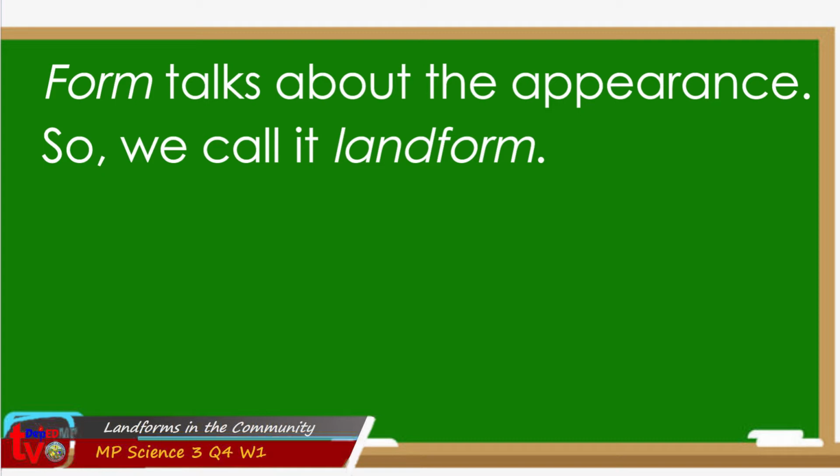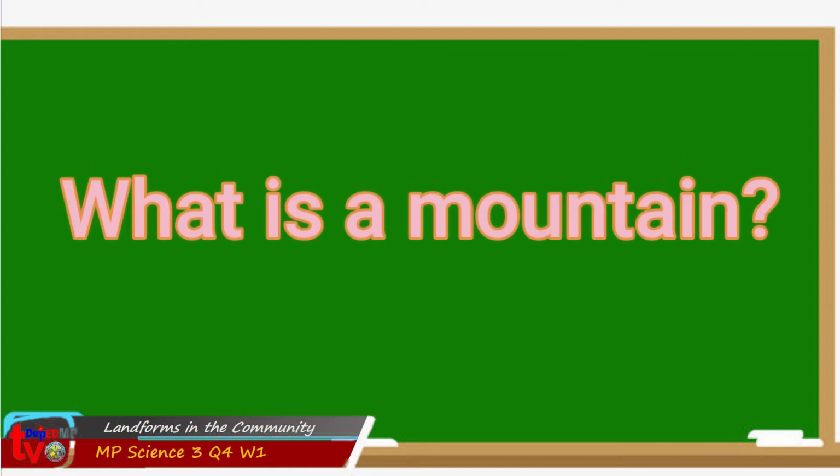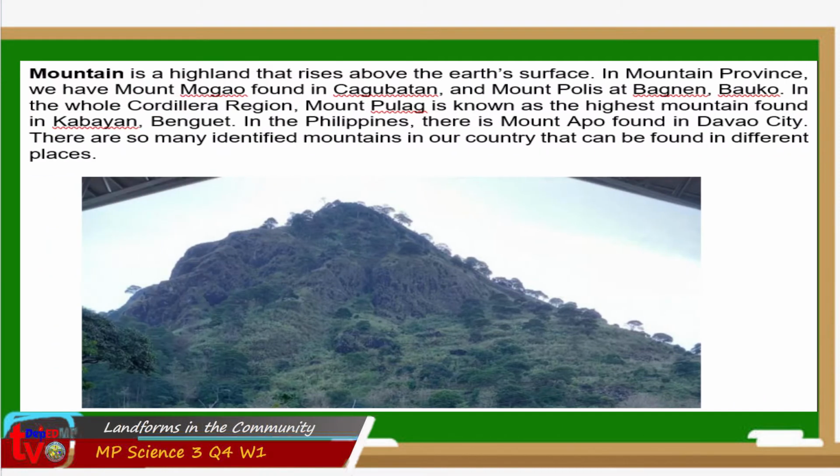What then are the examples of high landforms that can be seen in our place? These are the mountains, hills, and plateaus. Mountains, however, have names given by people on how they describe them. And what is a mountain anyway? Mountain is a highland that rises above the Earth's surface.